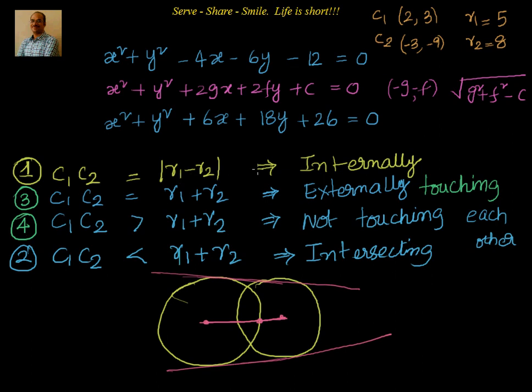If C1 C2 is equal to R1 minus R2, internally touching. If C1 C2 is less than R1 plus R2, then they are intersecting each other. So now let's go ahead and find out what C1 C2 is.